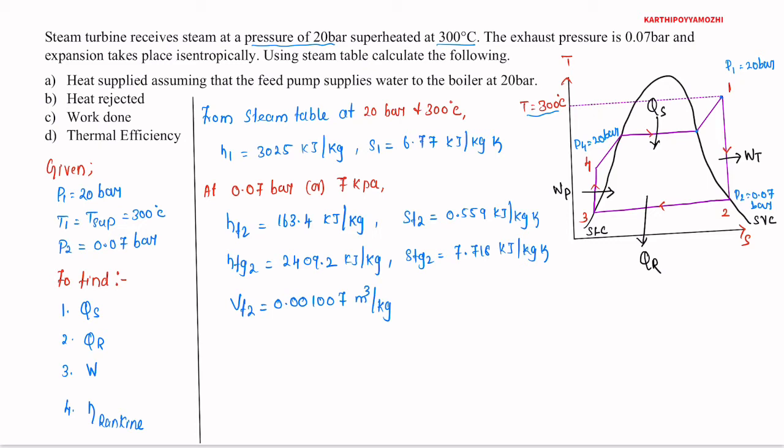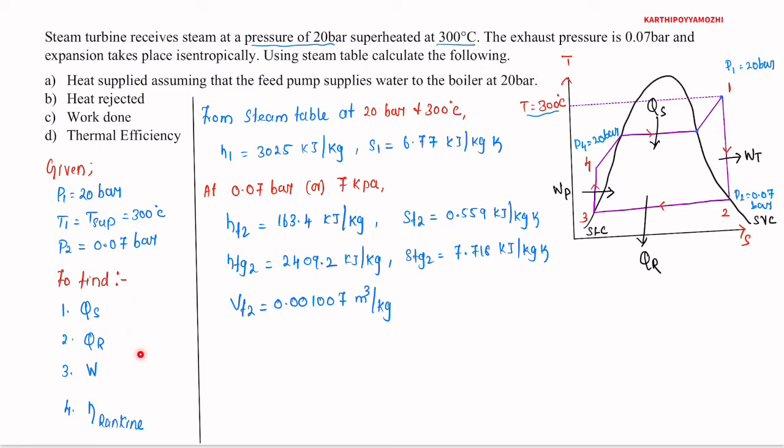That is, we have the values of P1, P2, and P4. The value of P3 is equal to P2 since it is a constant pressure heat rejection process. And 4 to 1 is a constant pressure heat addition process, and 1 to 2 is an isentropic expansion process where the turbine produces the work, and 3 to 4 is an isentropic compression process where work is given to the feed pump. We have to find the value of heat supplied, heat rejected, work done, and efficiency of the Rankine cycle.